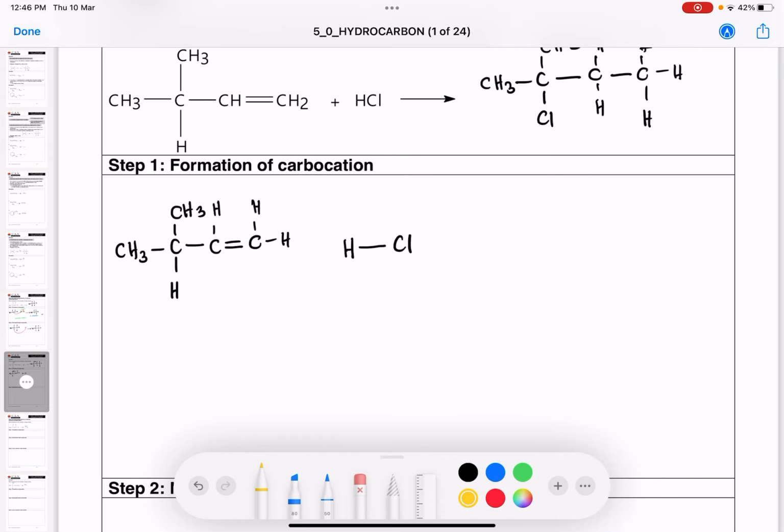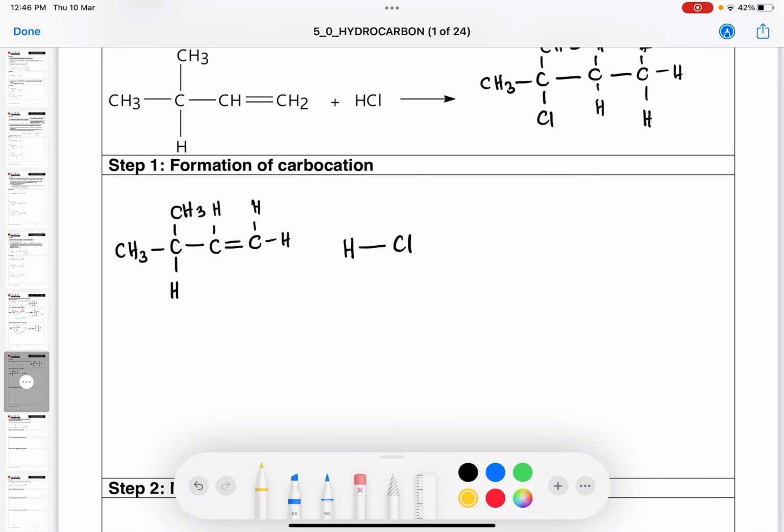And as you can see now, our carbon has 1, 2, and 3 electrons surrounding it. This makes this carbon become positive as it has one less electron. So this is our carbocation, and specifically this is a secondary carbocation.